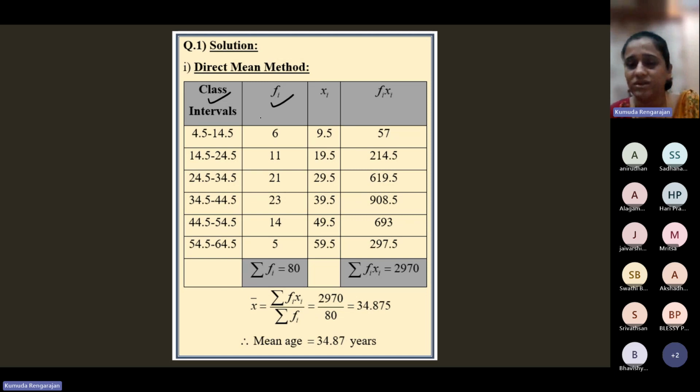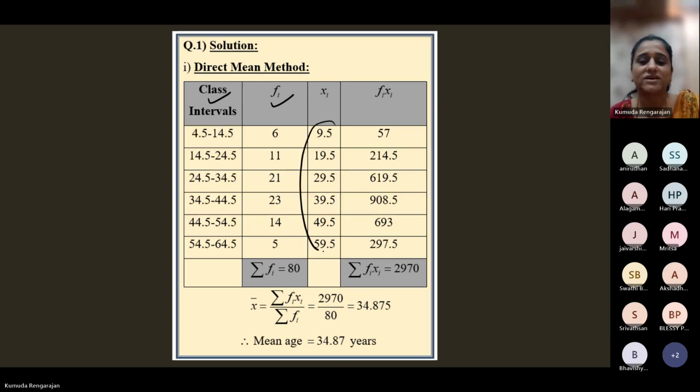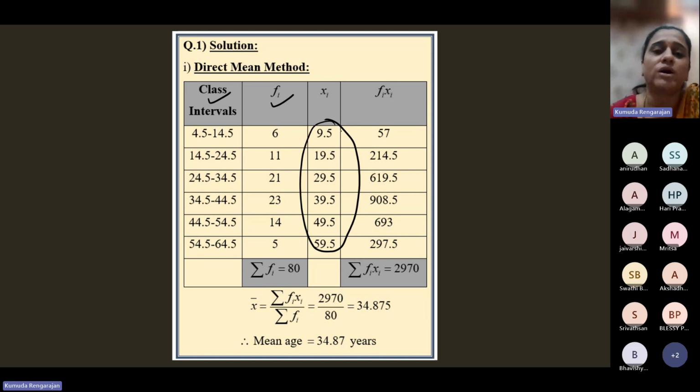The frequency column is given to us in the question, and these are the class marks. So you can see that the class mark does not change. You get the same thing. See here, whatever you got here, you get the same thing here. That's why it is not important to make the class intervals continuous. Anyways, the class marks are going to be the same.